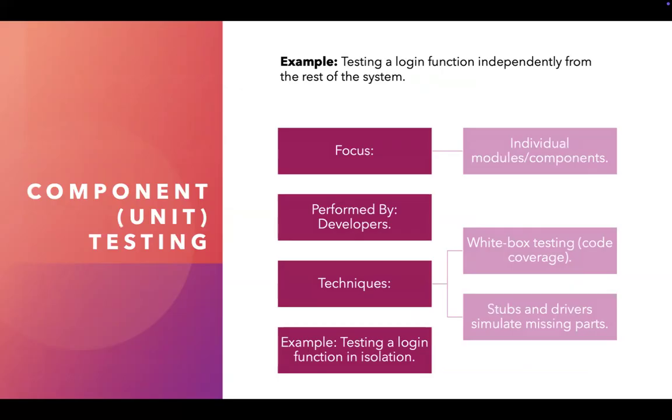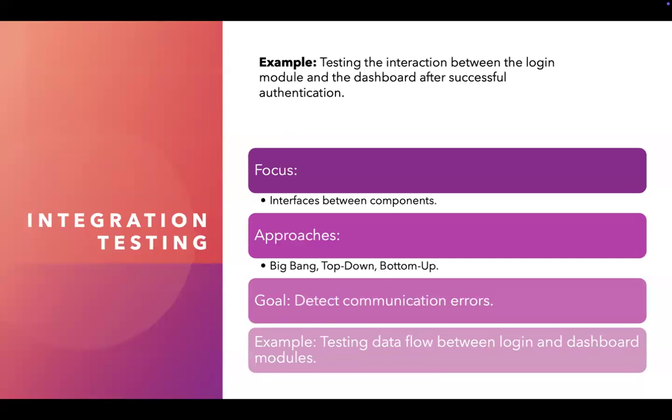Component unit testing. The first level is unit testing, which checks the individual components of the software. For example, we might test just the login function to see if it works on its own. Developers usually do this testing when they finish writing a small piece of code. It helps to make sure that each function or method does what it is supposed to do before connecting it with the other parts. Let's move to the next slide.